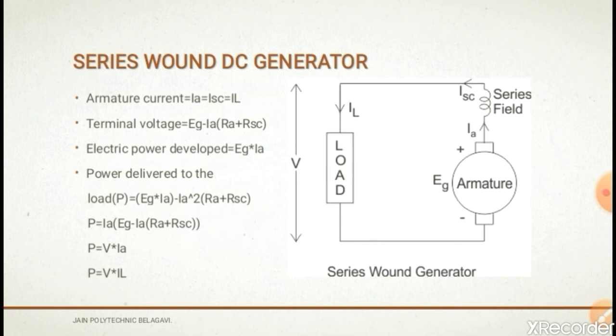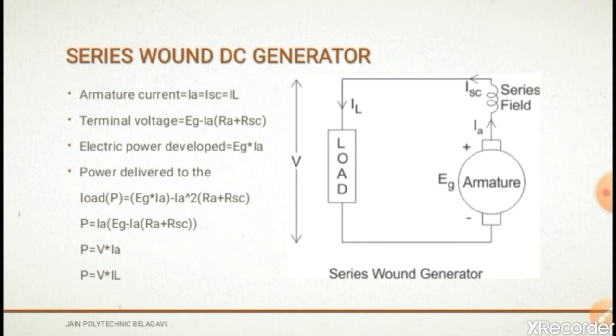So P equal to V into Ia. Here V is the terminal voltage and Ia is the armature current. As we know, the armature current is equal to the load current. So the power delivered to the load is given as V into IL. So this is about the series wound DC generator.